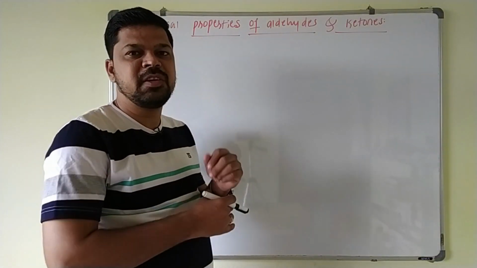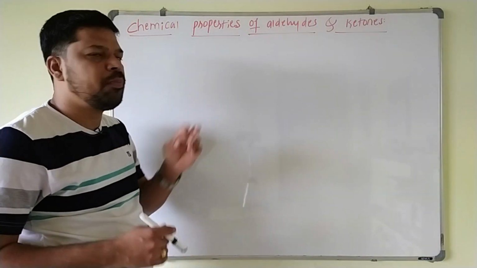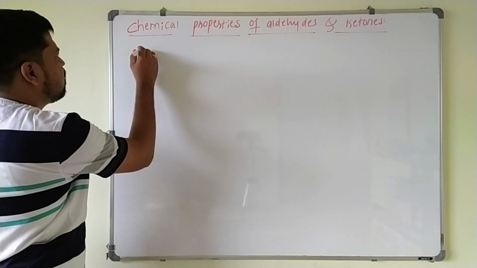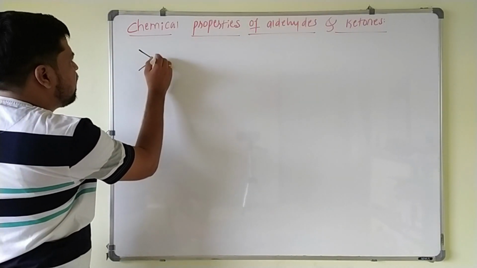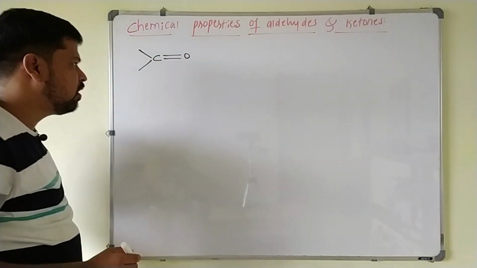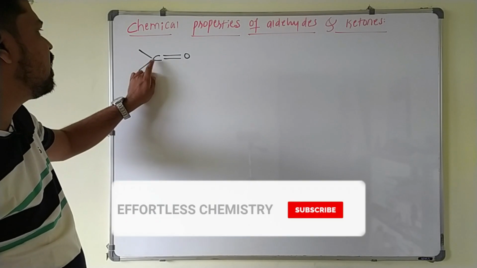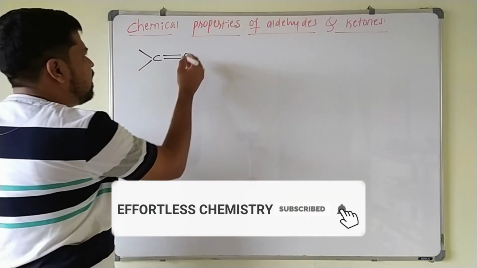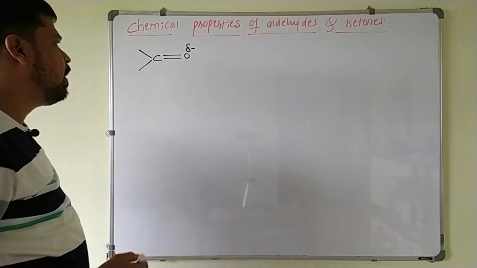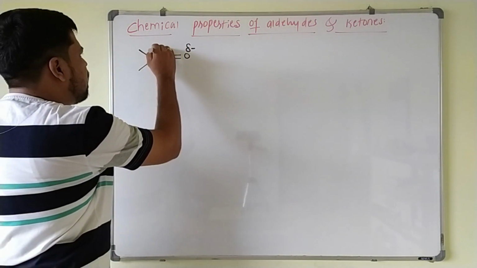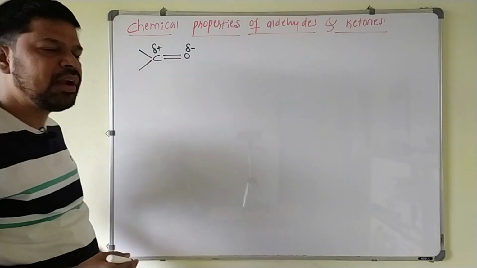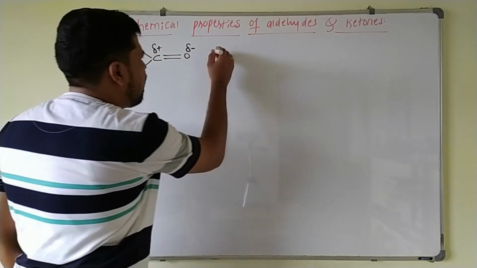Hello students, in this session we will discuss some chemical properties of aldehydes and ketones. Already we know that these aldehydes and ketones contain a carbonyl group, that is a carbon-oxygen double bond. Due to the electronegativity difference between carbon and oxygen, it is polar in nature, so the oxygen, being more electronegative, will acquire a partial negative charge, and this carbonyl carbon is having a partial positive charge. So always keep in mind this carbonyl group is a polar double bond.